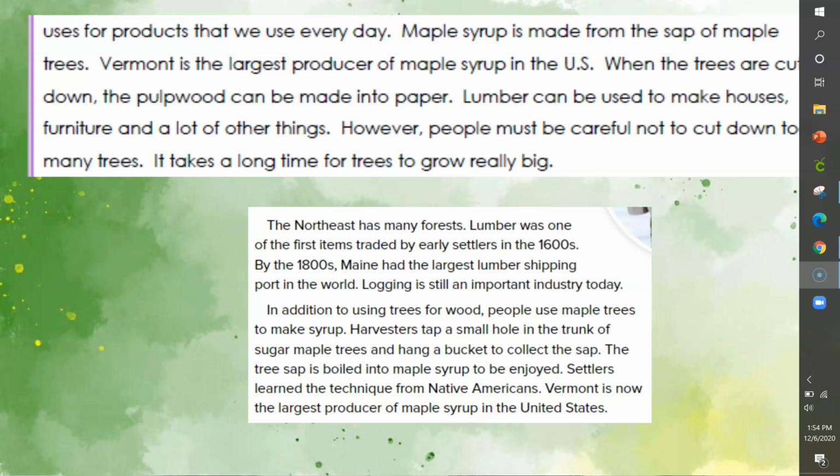I also have another question for you. Why is it important for the settlers of the Northeast region to have a good relationship with Native Americans? Pause here and think about that.